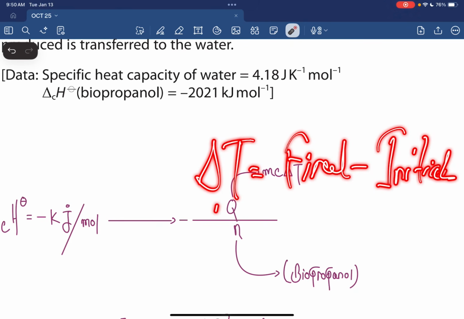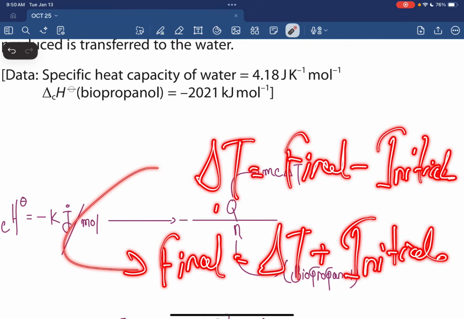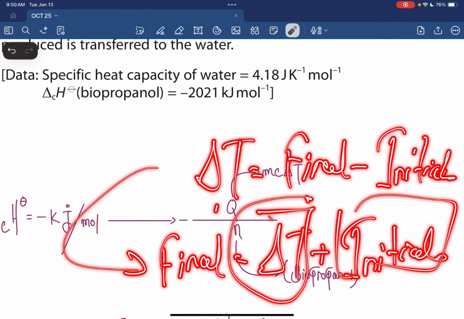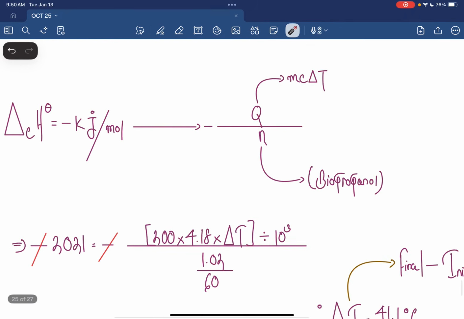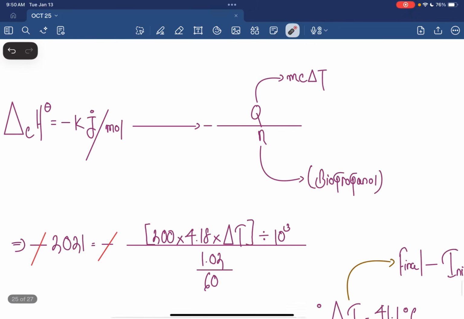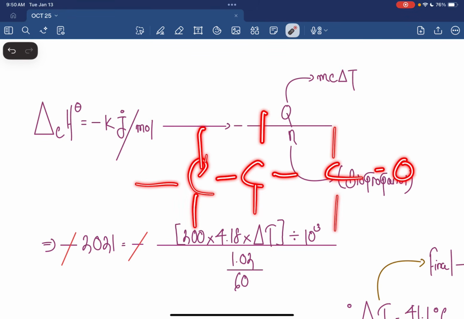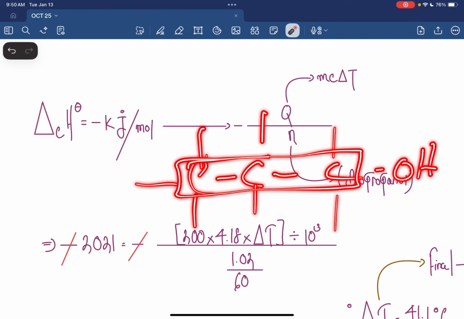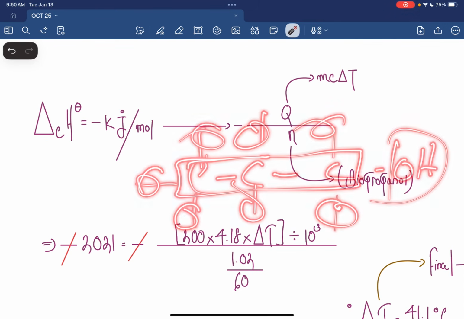Okay. What you're going to do is you have to make final the subject. Final is delta T plus initial temperature. You have to figure out the value of delta T because you have the initial temperature that was 20 degrees Celsius. That's so you could figure out the maximum temperature. And the n is for biopropanol, moles of it. 200, this, and moles is mass over Mr. Propanol, right? Carbon 1, 2, 3, 3 carbon, sorry, 3 carbon, 1, 2, 3, 4, 5, 6, 7 hydrogen plus 16. This should be the Mr.